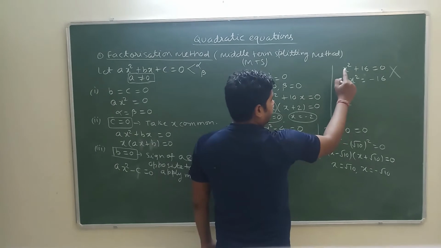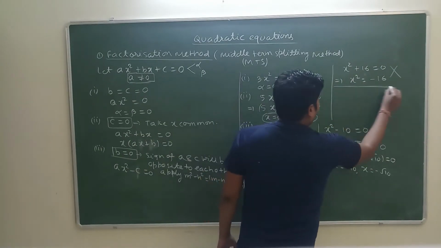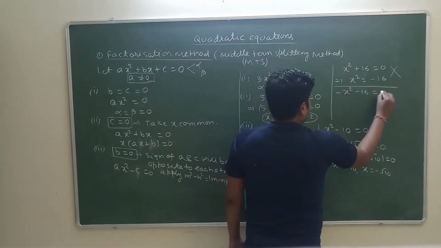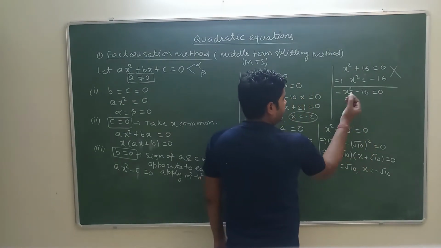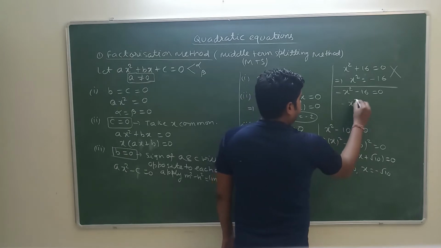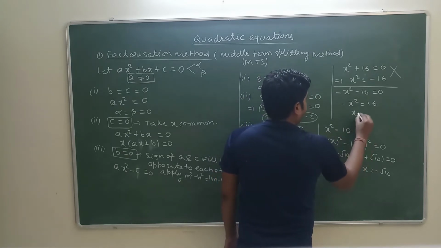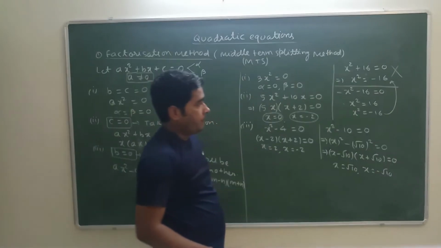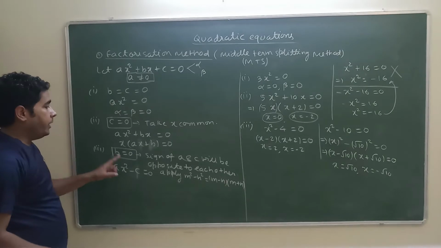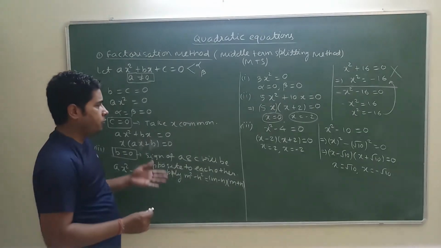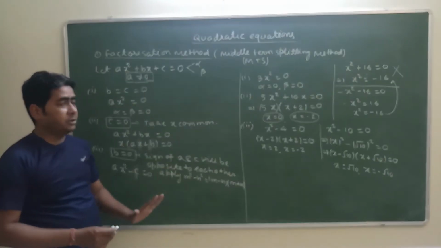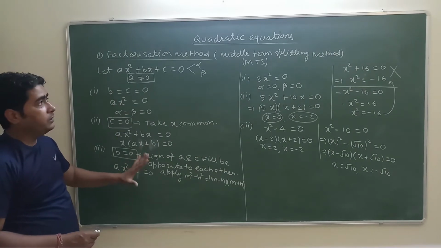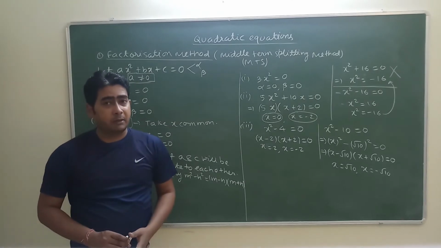Here you can see that a and c are both positive. What will happen if a and c are both negative? It will be like this. The situation will be the same. How? This minus x square will be 16 and therefore x square will be minus 16. The same situation is also here. Whenever there is no x term in the quadratic equation, meaning there is no b, the signs of a and c must be opposite to each other. So these three are the cases in which we don't have to apply the middle term splitting method.